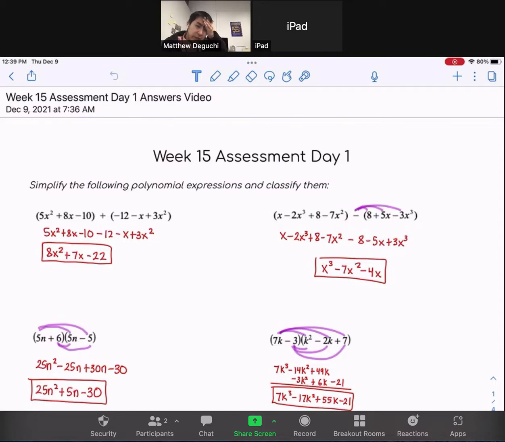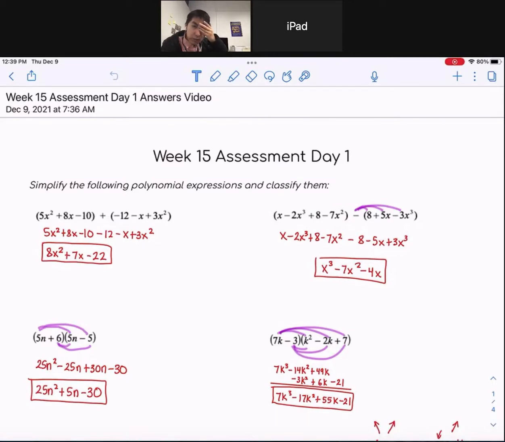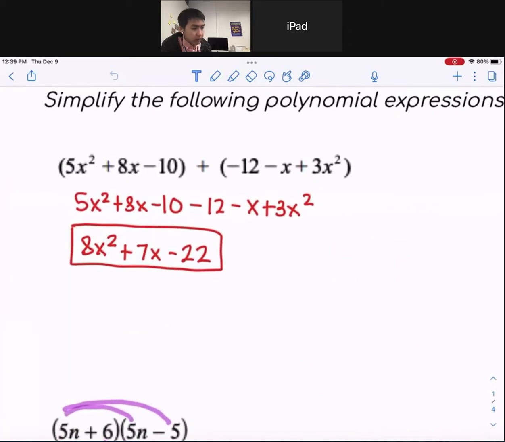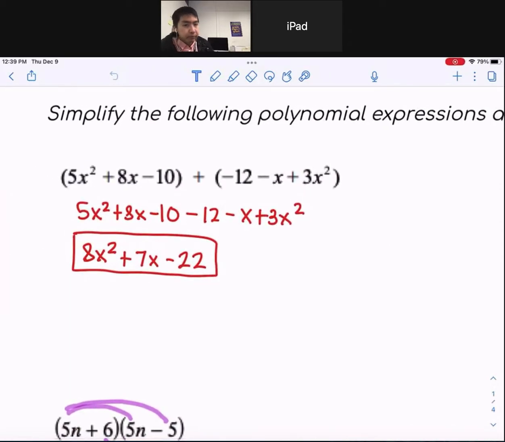This is week 15 assessment day 1. Pretty much review number 1, you guys. So we're going to talk about this one. All you have to do is add the two polynomials together. So you pretty much just drop down everything below, you guys. Just drop everything down, keep all the signs, and then you just combine like terms.